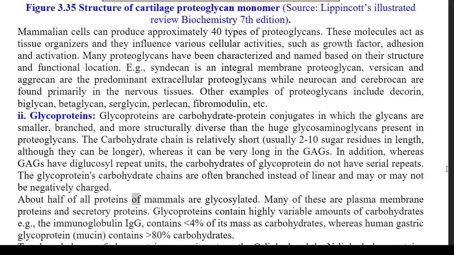About half of all proteins of mammals are glycosylated. Many of these are plasma membrane proteins and secretory proteins. Glycoproteins contain highly variable amounts of carbohydrates. Example: the immunoglobulin IgG contains 4% of its mass as carbohydrates, whereas human gastric glycoprotein, mucin, contains 80% carbohydrates.